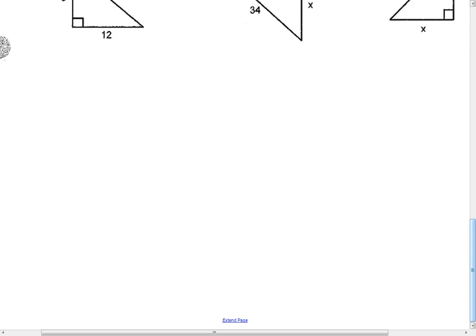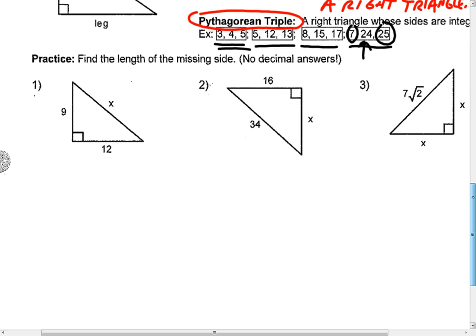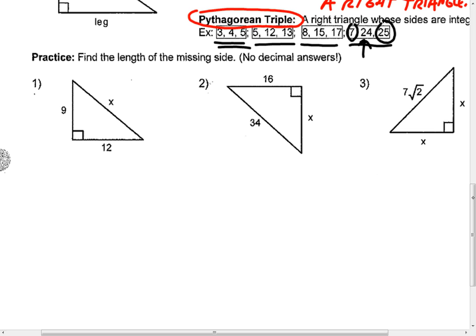Let's do the actual Pythagorean theorem for these three. Get in the habit of writing down the formula. Some people write it that way. I write it like this. Get in that habit, and that will help with the second side of this worksheet.